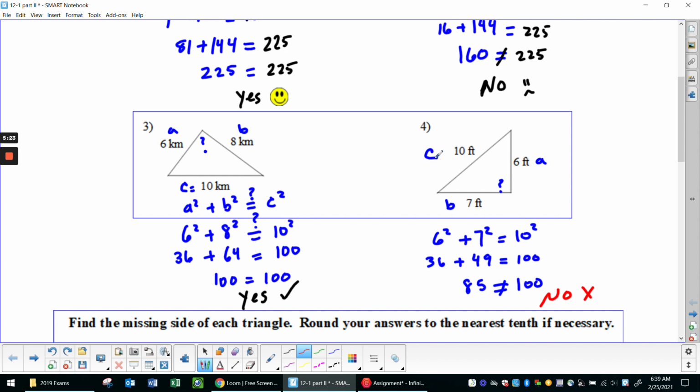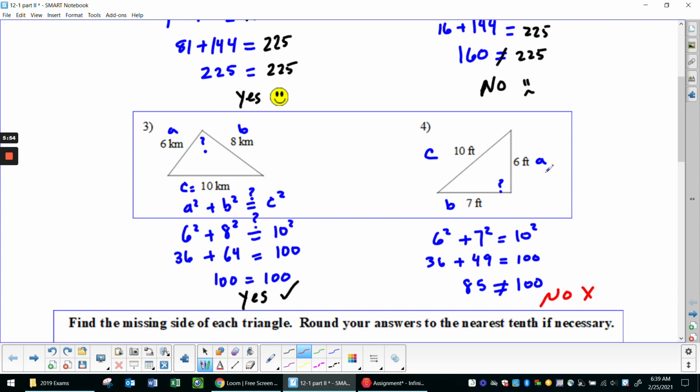10, again, is your longest side. So we'll label it C. And I mean, this is a coincidence that the hypotenuse for both of these questions is 10. So don't be thinking that with these you're always going to get the same measurement for the hypotenuse, please.